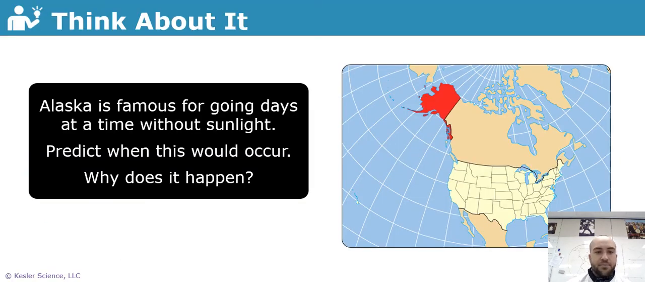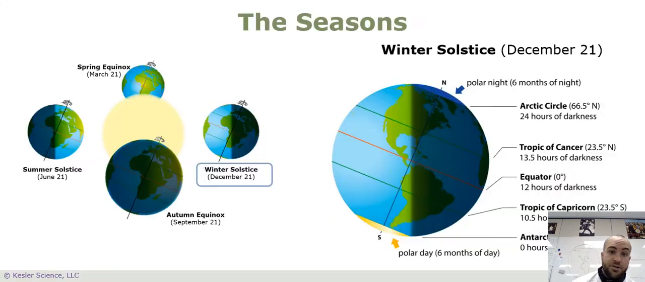Okay, now, it says Alaska is famous for going days at a time without sunlight. Predict when this would occur. That would be in the winter because it's opposite. I'll show you videos tomorrow. Winter solstice. Like I said, we just talked about it. Now we're in for a really short day.